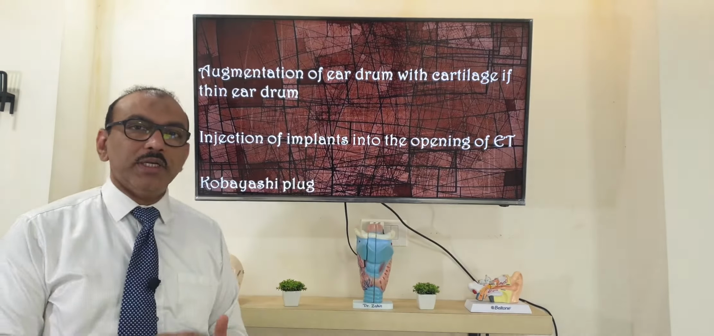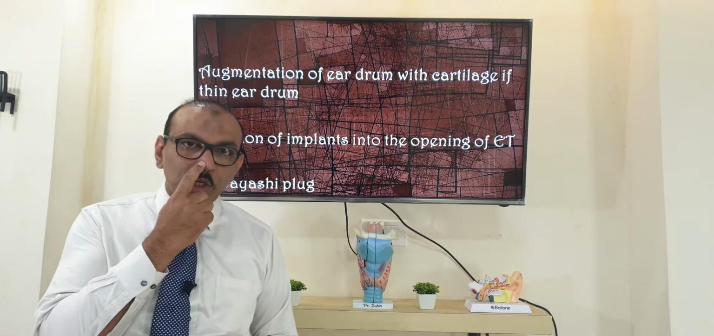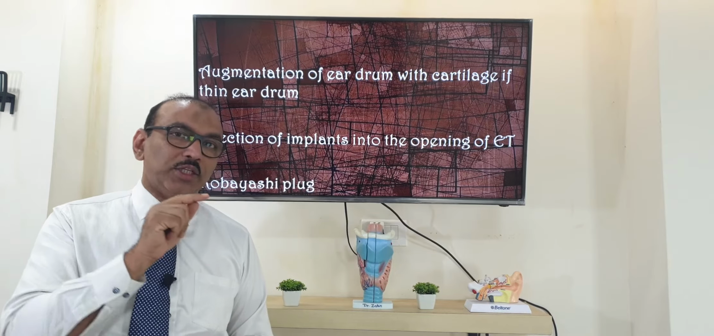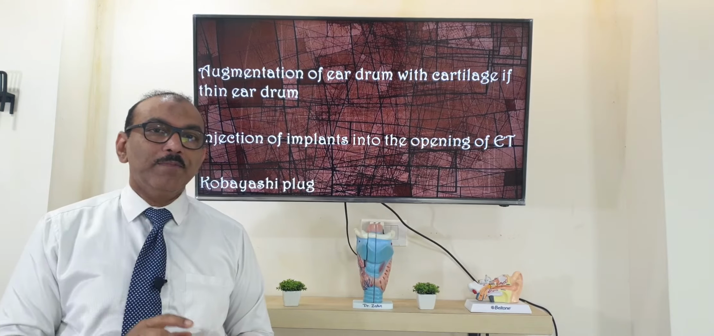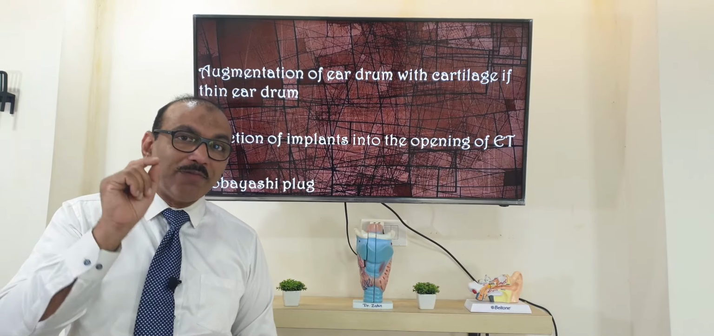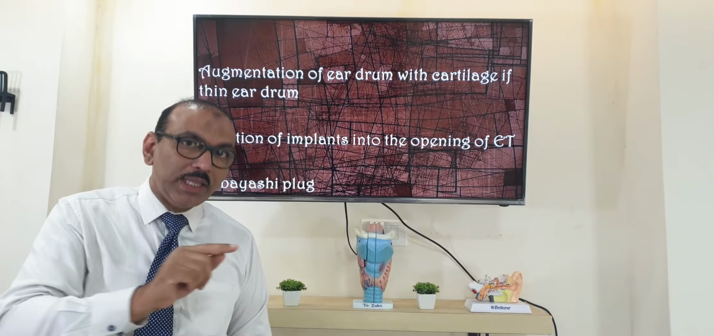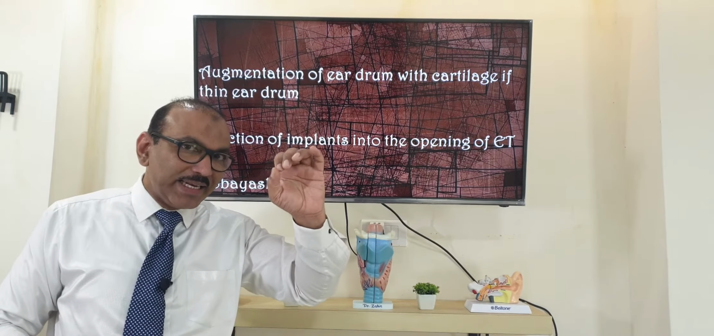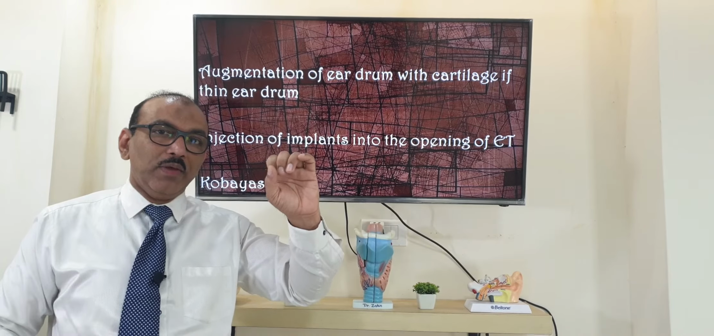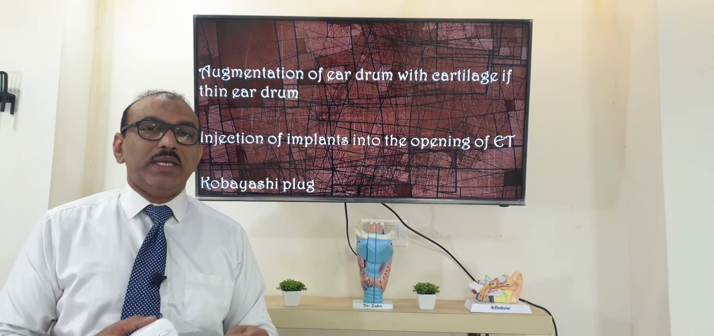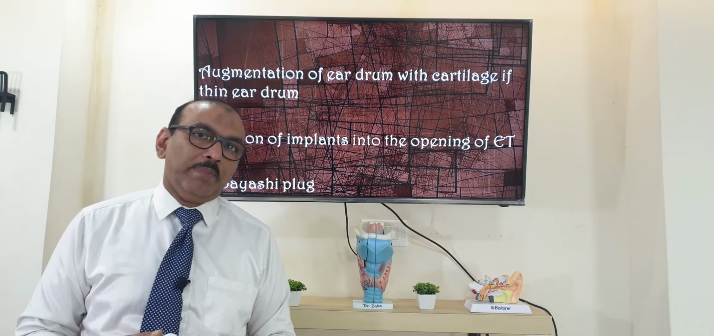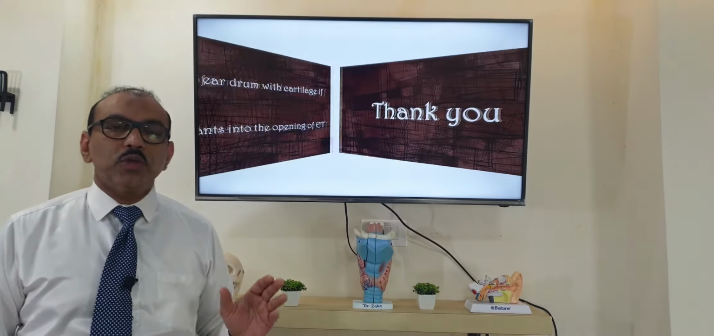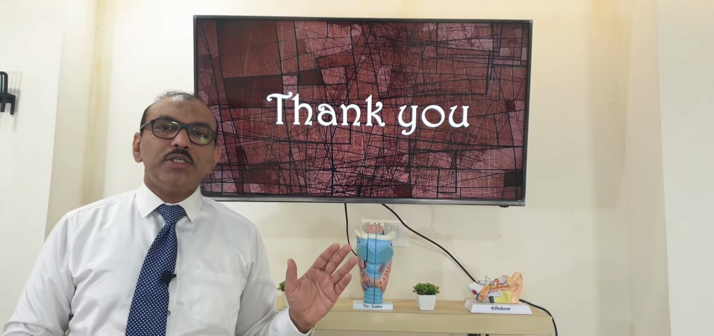Another option is, through a nasal endoscope, when you see the opening of the eustachian tube in the nasopharynx, we can inject Teflon or any implant around that nasopharyngeal opening. We can decrease the size of that opening and make it less patent, so that we can control his complaints. So these are the different surgical techniques also. So this is about patulous eustachian tube.